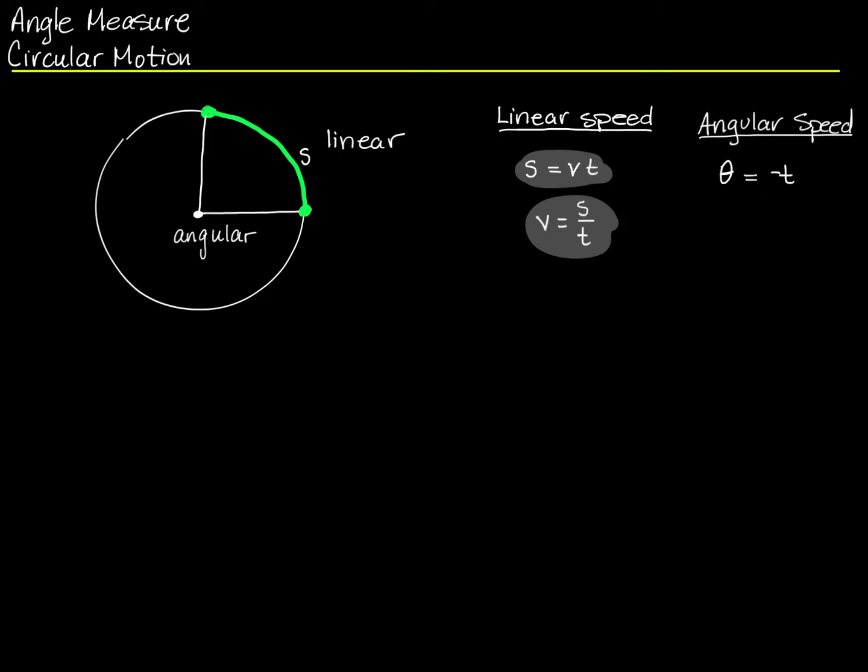The thing I'm going to use for rate in this case is the Greek letter omega. It looks like a funny W. That's the lowercase omega. I'm not sure why omega is the letter that's used here to indicate angular speed or angular velocity, but that's what they use. Once again, I'm usually looking for the speed, so I'm going to solve this for omega. If I divide both sides by t, I get omega equals theta over t.